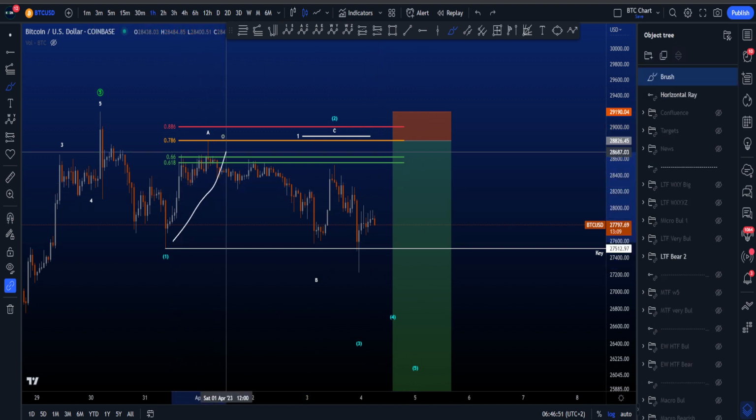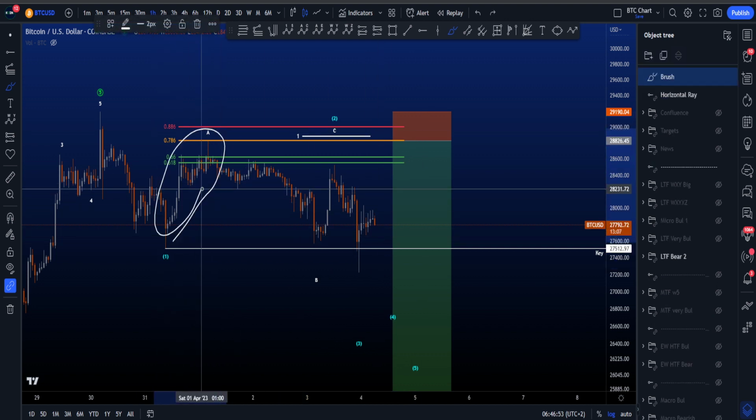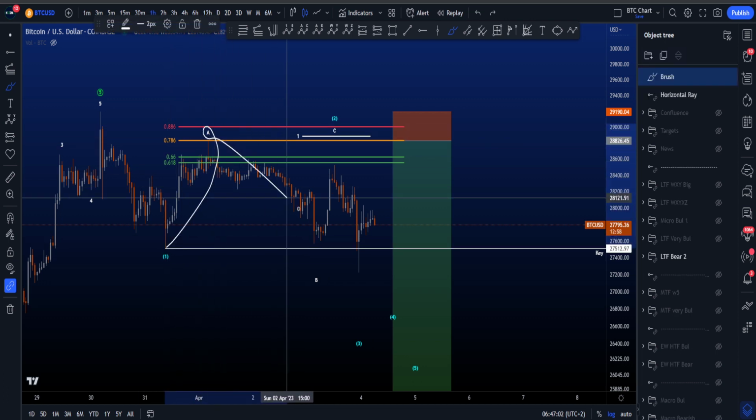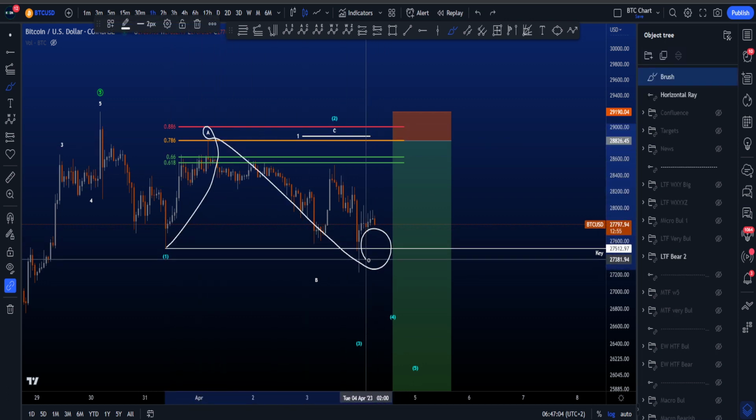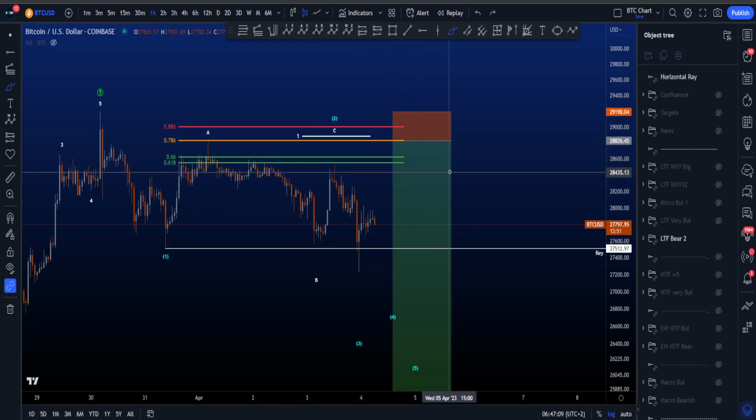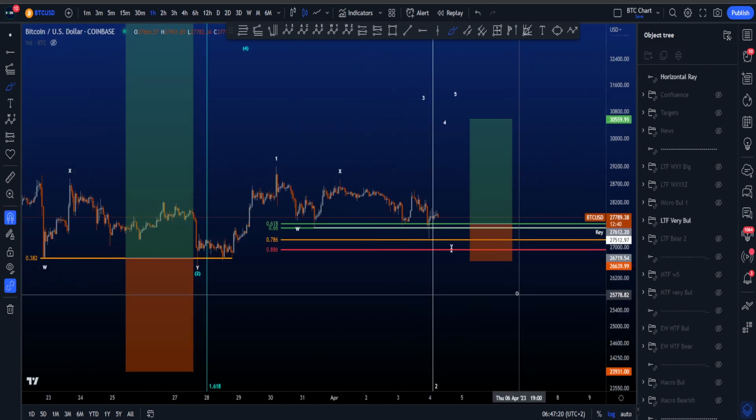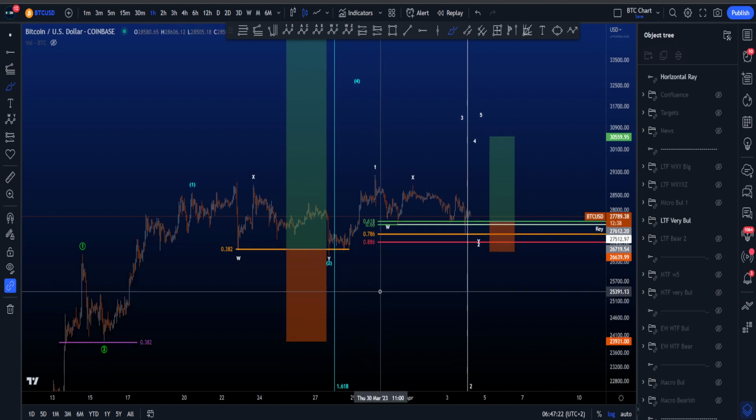Instead, then this has to be some sort of a three-wave structure, most likely then also still an A, because we're going to be looking at an expanded flat structure or a WXY. So this is either an A or W, followed by a very, very big B or X before then another move to the upside. And it doesn't look that great, right? Like when we look at this scenario and you look at this particular change in this scenario, this update, not my favorite.